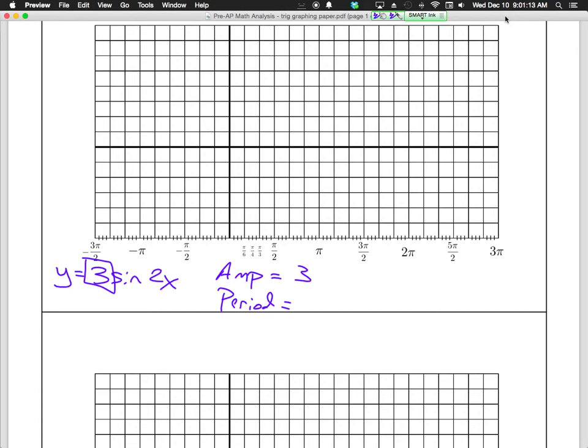To get the period, there is a formula. The formula to get the period is 2 pi over b. B is the number that is directly in front of x. So on that first problem we did, what was the number in front of x? 1. So 2 pi over 1 gives me 2 pi. That's why my period was 2 pi on that first one. On this one, it's 2 pi over 2, which means my period is pi.